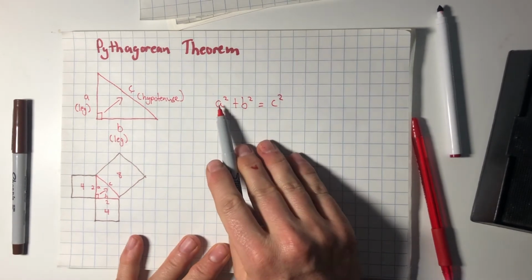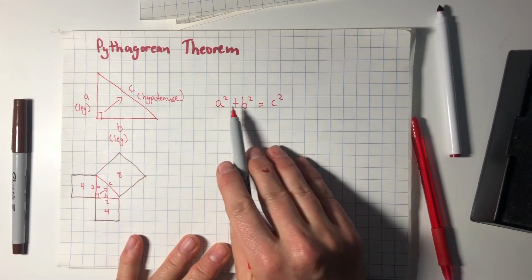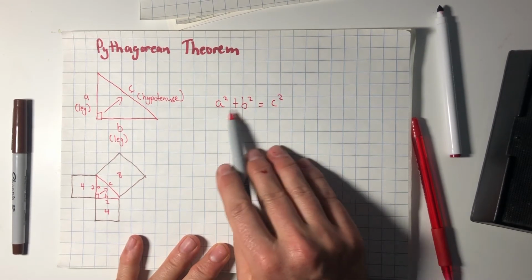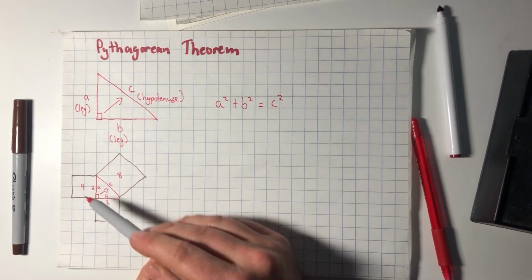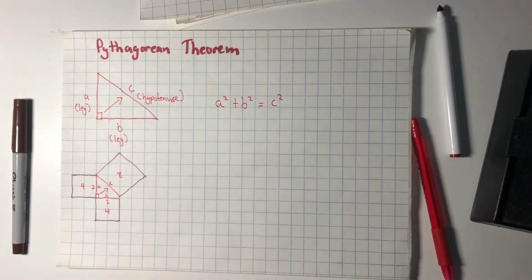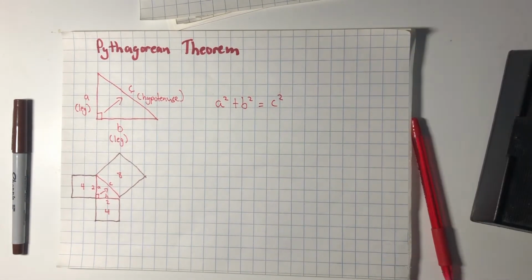Okay, if I square the a side of the triangle and square the b side of the triangle, and add them together, they will give me the total for the c side. 4 plus 4 is 8. So that's the overall concept with the Pythagorean theorem.